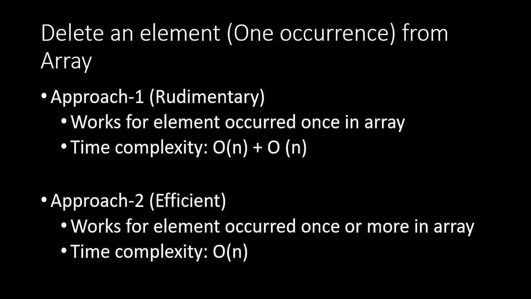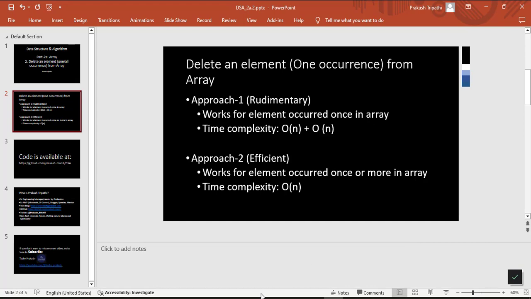The second scenario could be that the number is repeating. So let's say in the second example 1 2 2 3 4 5, so any number is repeating more than once. It could be like 1 2 3 3 3 as well. So in this case, how can we delete an element, or rather delete all the occurrences of any particular element from the array? Okay, so let's get started and see how to action on this.